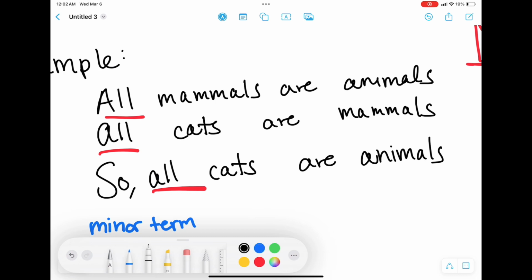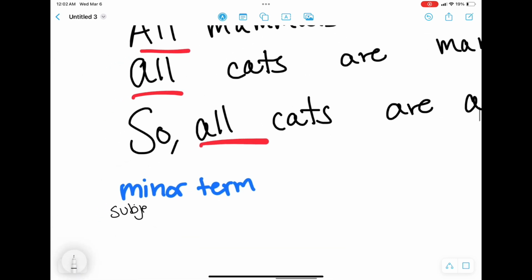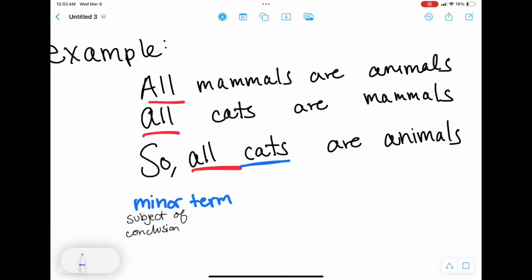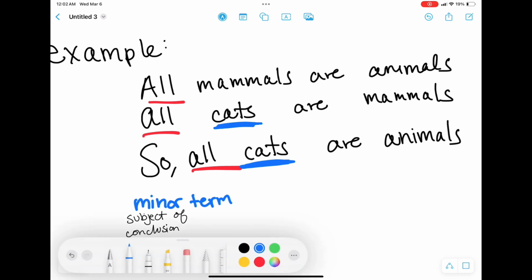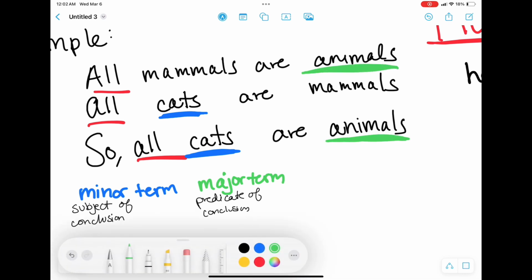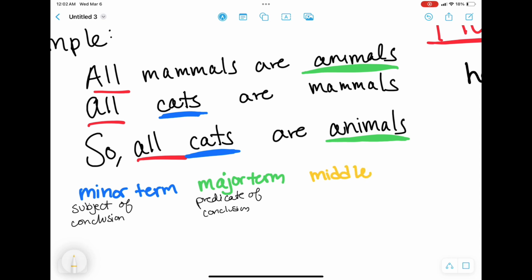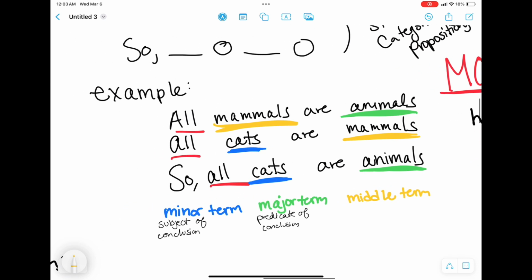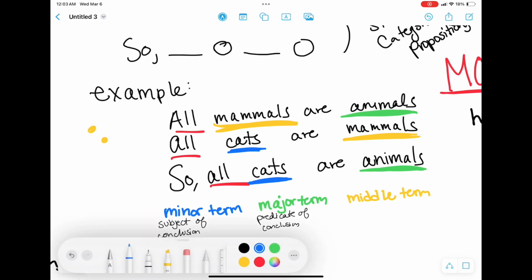Next, in order to figure out what the figure is, we look at the terms that are involved. The minor term is the subject of the conclusion, and the major term is the predicate of the conclusion. So here we can find where the minor term is located. It's located in the conclusion, and it's located in premise 2. We can find where the major term is located. Again, the major term is the predicate of the conclusion. Here it's animals, so it's in premise 1 and it's in the conclusion. And then there's another term here, mammals, that's located in both premises but not in the conclusion. This is called the middle term. And the structure of the major, minor, and middle terms is what gives us our figure.